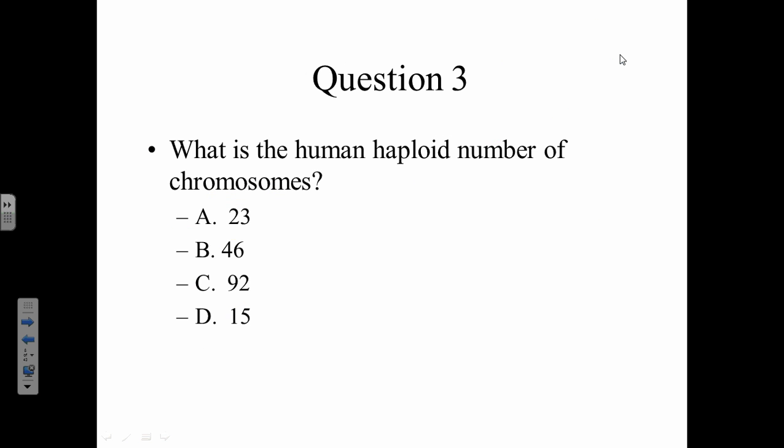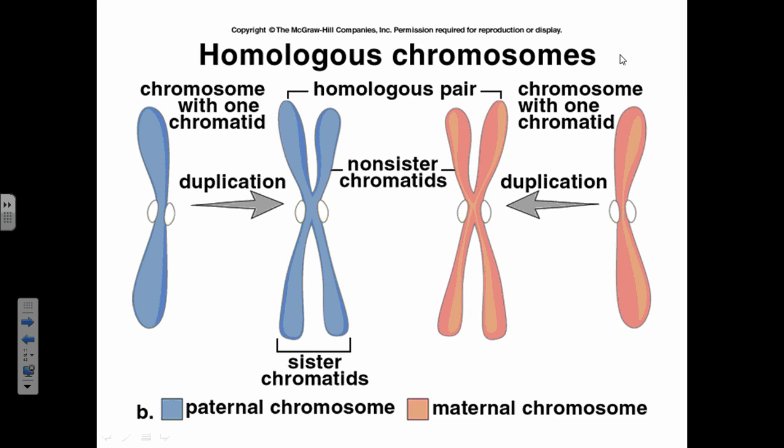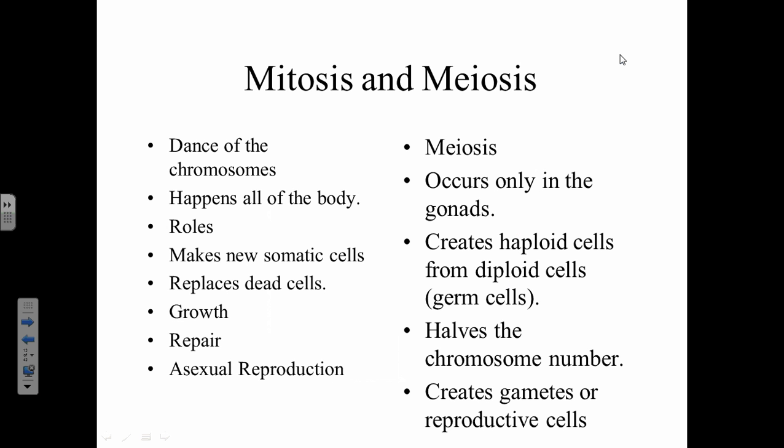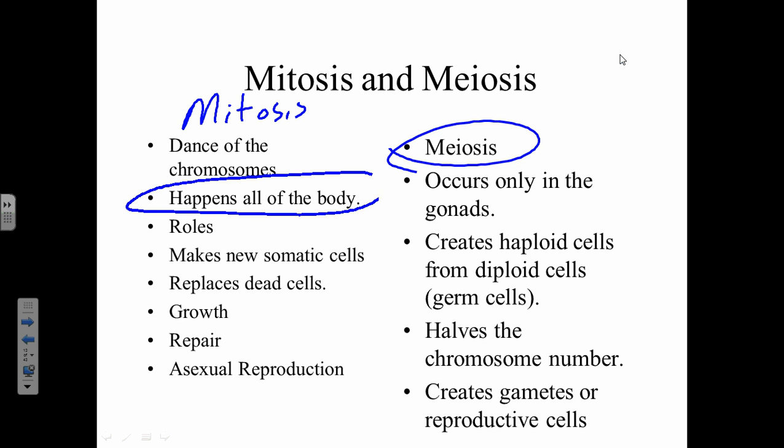All right, let's go a little further here. This is the last slide I think we looked at. We talked about similarities and differences between mitosis and meiosis. This column over here is for mitosis. This column over here is for meiosis. Mitosis is our main kind of cell division. Mitosis happens everywhere in your body, head to toe.